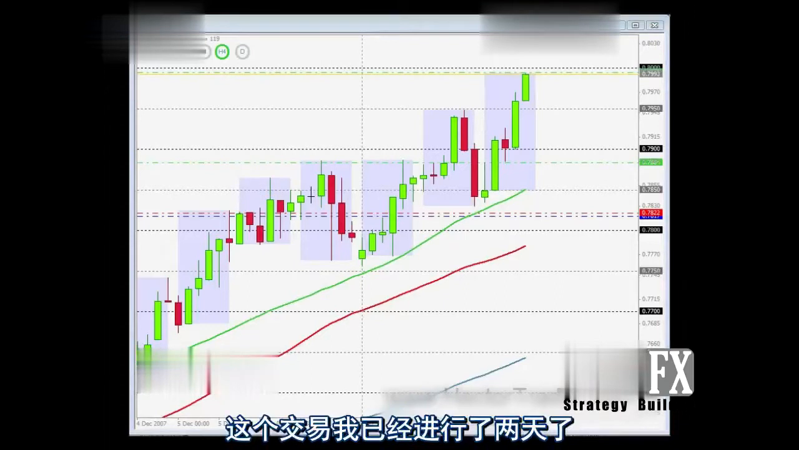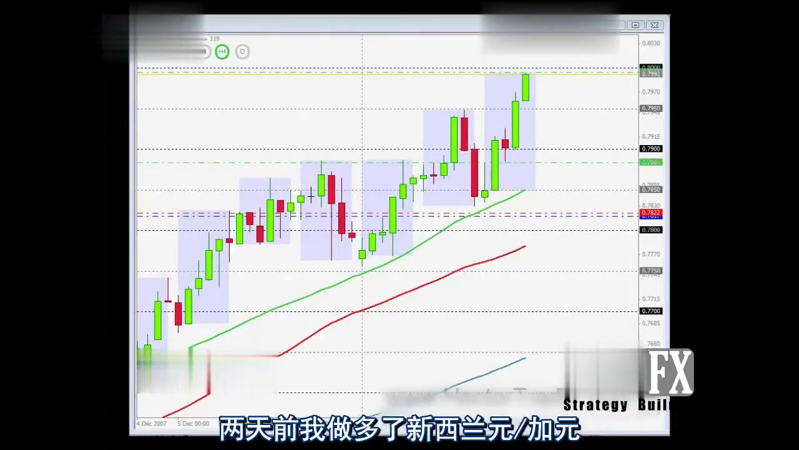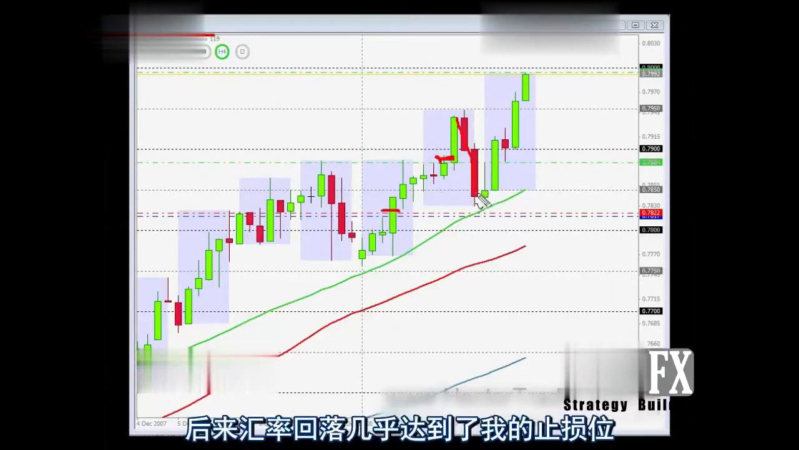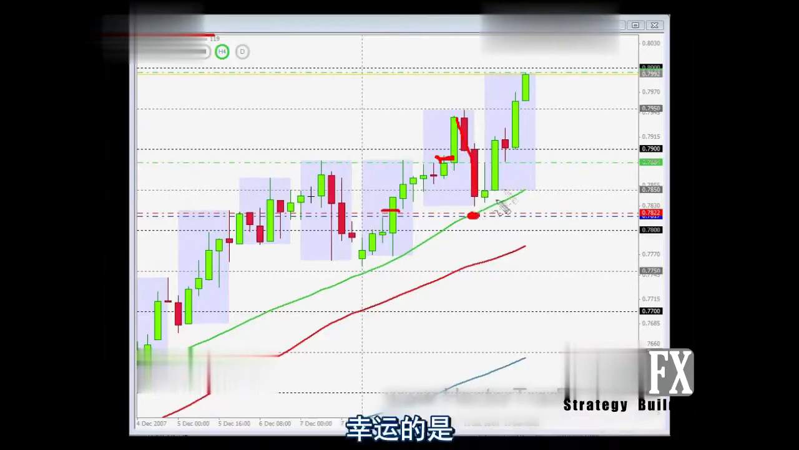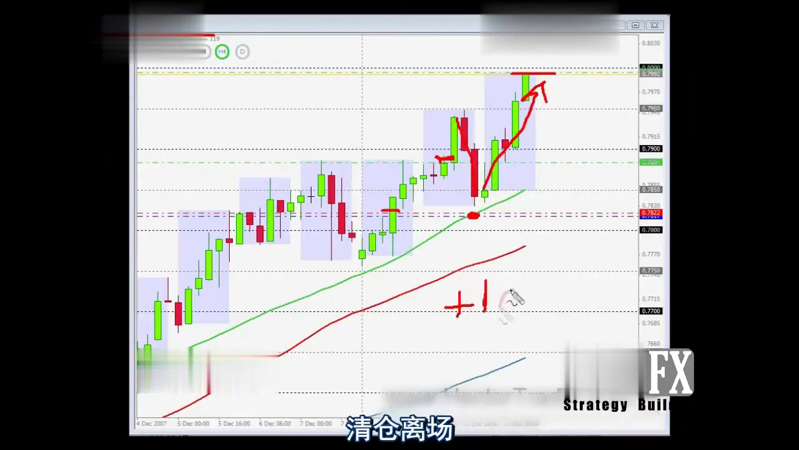Today it's been 2 days I had this trade open. Today is the 12th of December 2007. If you remember, 2 days ago I opened a long trade on the New Zealand dollar against the Canadian dollar right there. I took half of my position out there. It retraced back almost to stop me out at entry levels, but from there, thank God, price today has been moving up, and it's finally hit my final target for plus 165 pips on the second half of the trade.